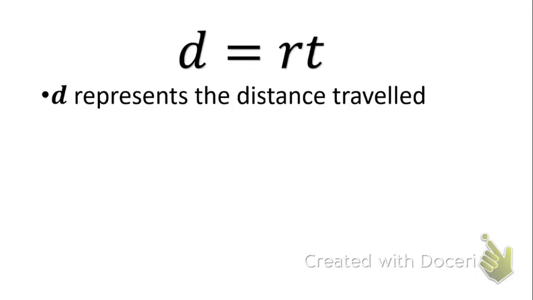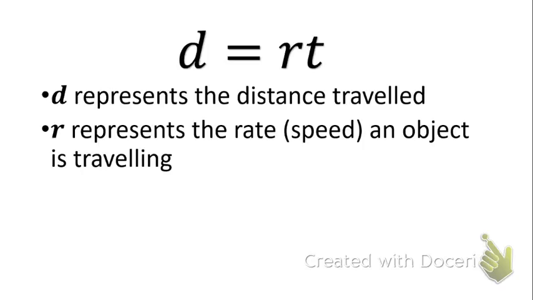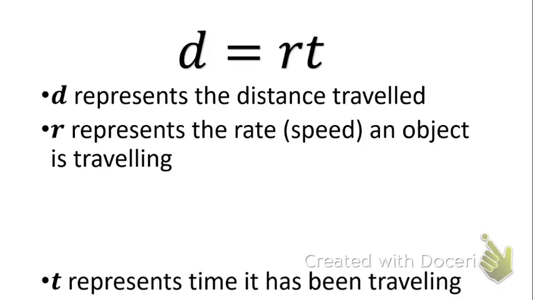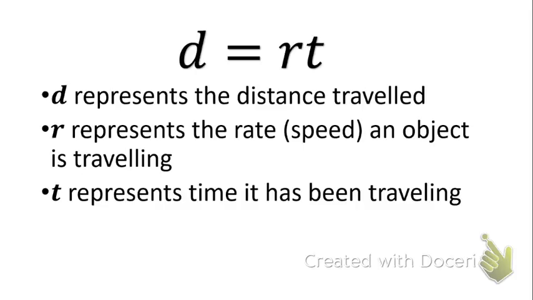In this equation, d is going to represent the distance traveled. R is going to represent the rate or the speed that an object is traveling. And the t represents the time that it has been traveling for.